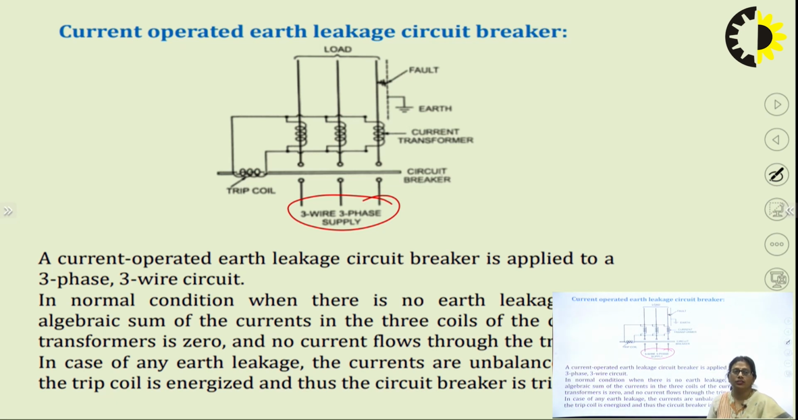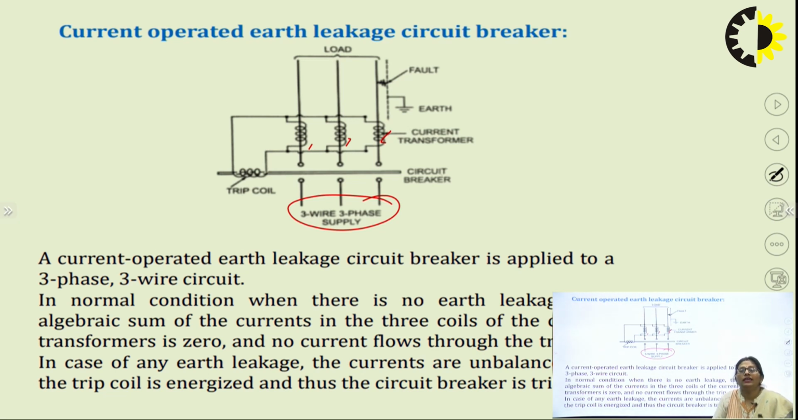In the normal condition, there is no earth leakage. For the protection, we are using a three-phase current transformer. If there is no leakage, the algebraic sum of the three currents flowing in the three windings of the current transformer is going to be 0. If that is so, no current flows through the trip coil, and in that case there is no circuit breaker operation.